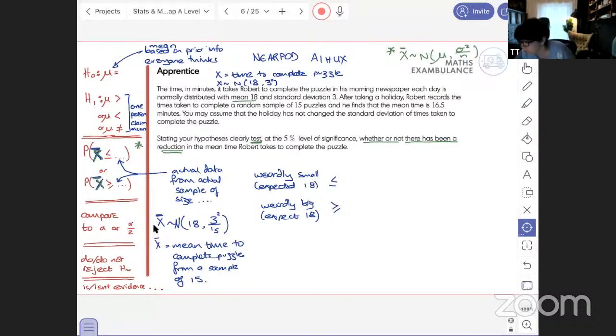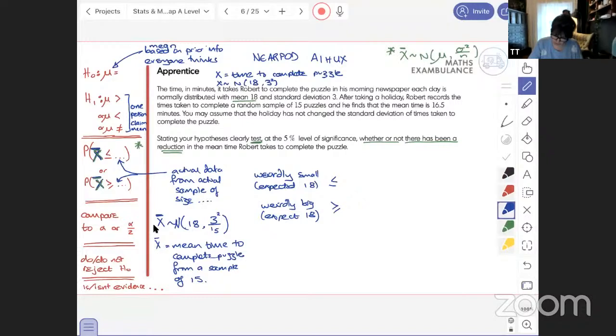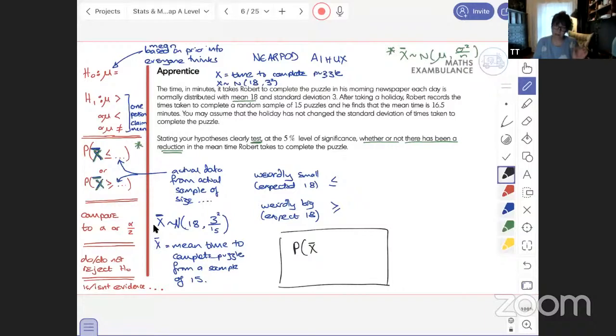So, new page. This one should be plain. This is what I want you to write on. It's for this particular question, okay? I'll do it in black here. I want you to write on probability X bar, and then I want you to choose less than or equal to or bigger than or equal to.